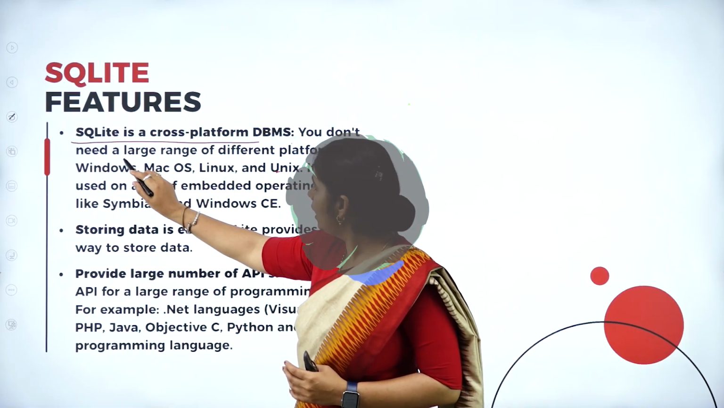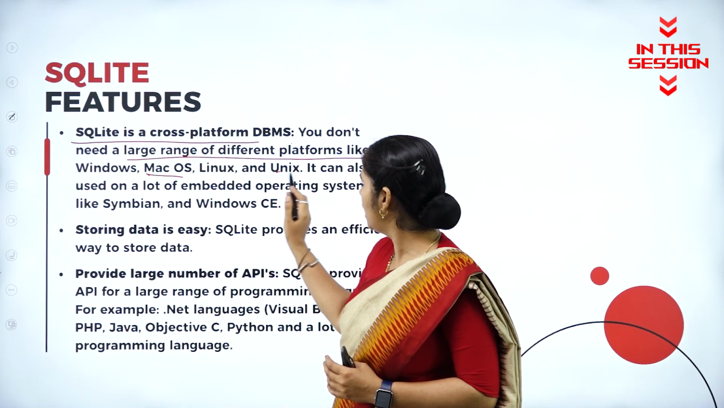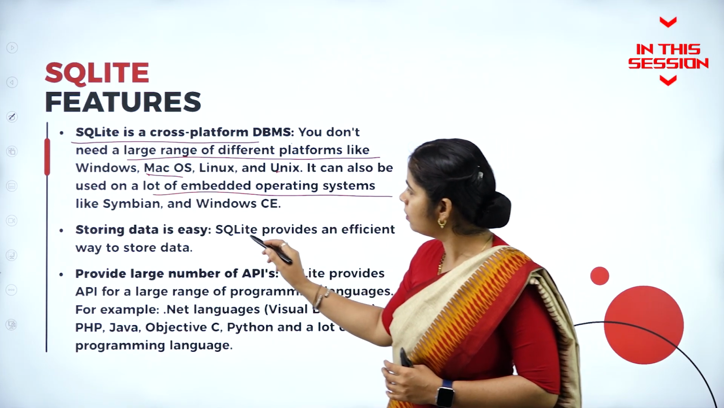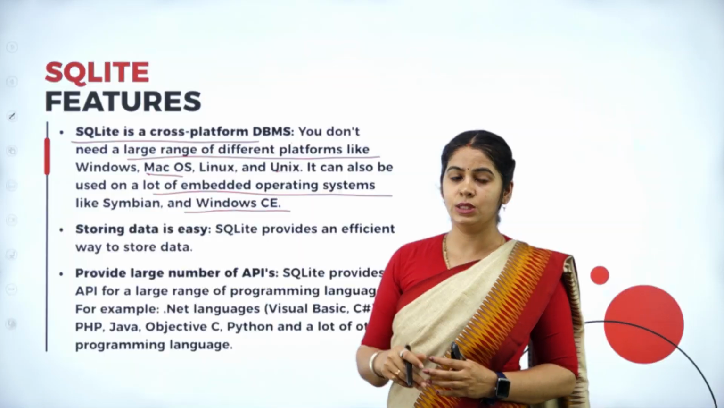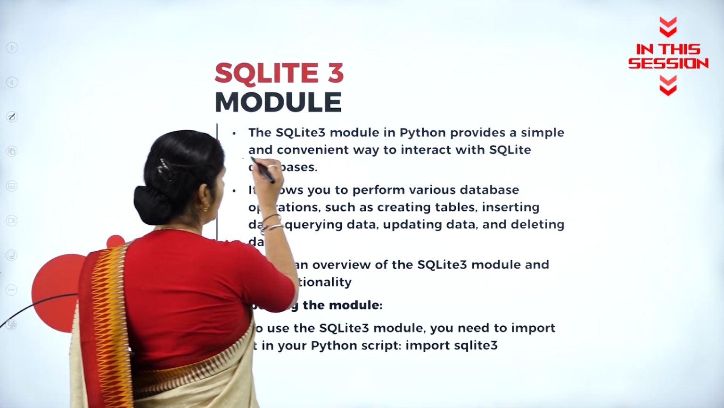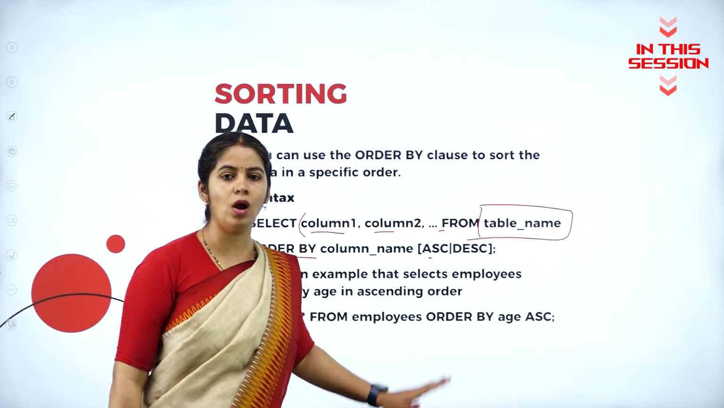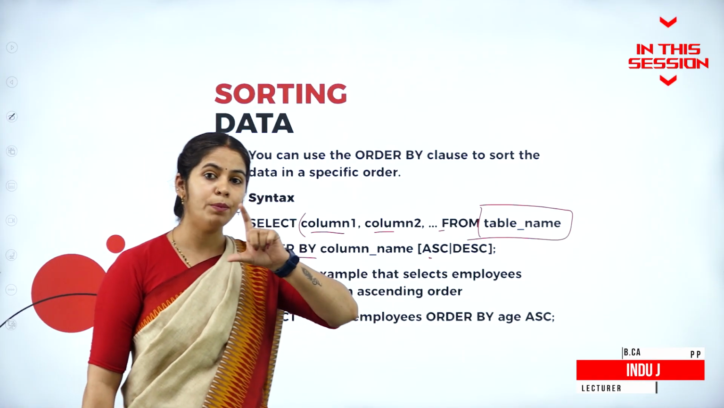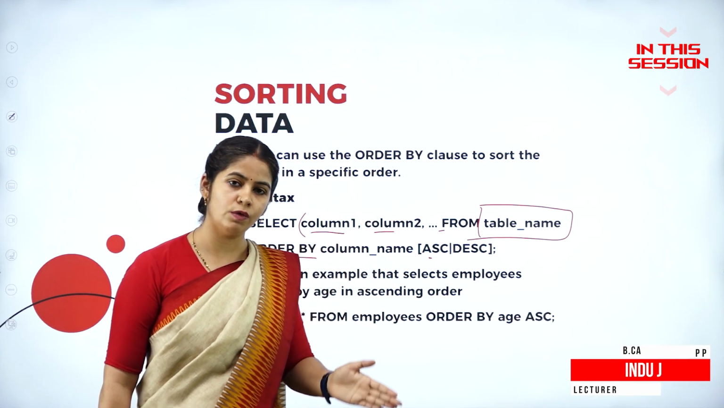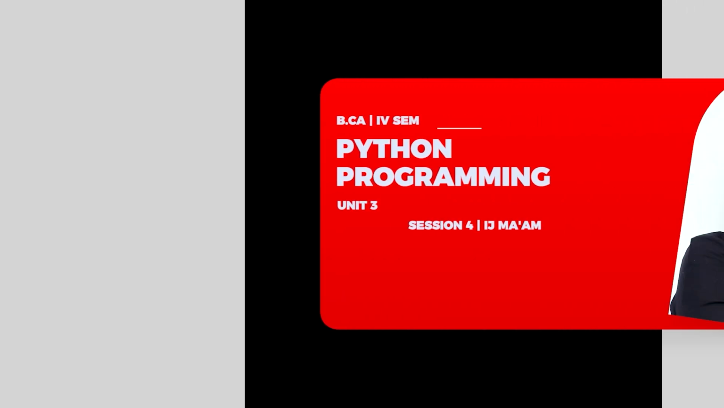It does not need a large range of different platforms like Mac OS, Windows, Linux, Unix. It can also use a lot of embedded operating systems like Windows CE. The SQLite module in Python provides a simple and convenient way to interact with the SQL database. Ascending order means it will take the employee ID, which is a primary key, ascending from 1, 2, 3, 4 like this. It will sort till the n employees.